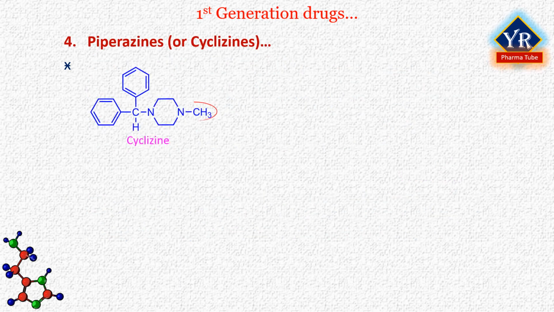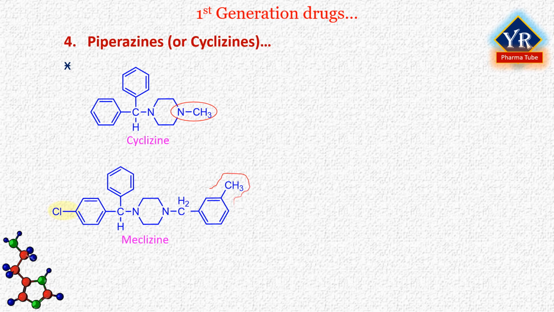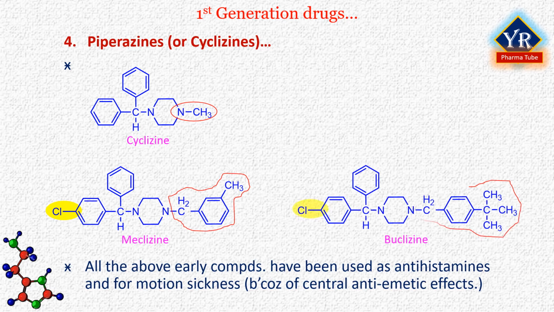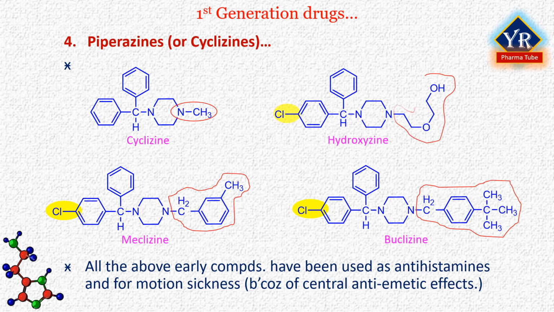Early compounds like cyclizine, chlorcyclizine, meclizine, buclizine and hydroxyzine have been widely used as antihistamines and as agents for treatment of motion sickness because they have useful central antiemetic effects. These agents have significant anticholinergic and antihistaminic properties. Anticholinergic side effects and drowsiness are common. The primary use of these compounds remains as a treatment of motion sickness and vertigo and for suppression of nausea and vomiting.